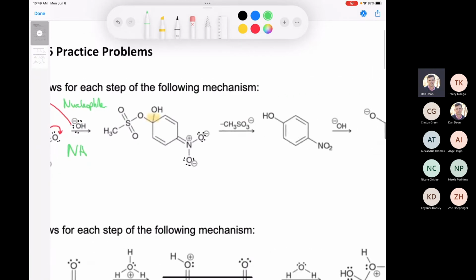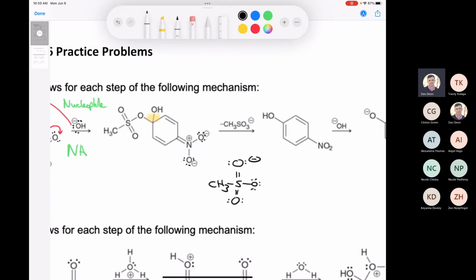Let's move on. The next step, you see that we're losing negative CH3SO3. Where's that coming from? The CH3SO3 minus is coming from all this over here. The Lewis structure of CH3SO3 minus, which you should be able to draw, would be like this. So this is what we're losing.